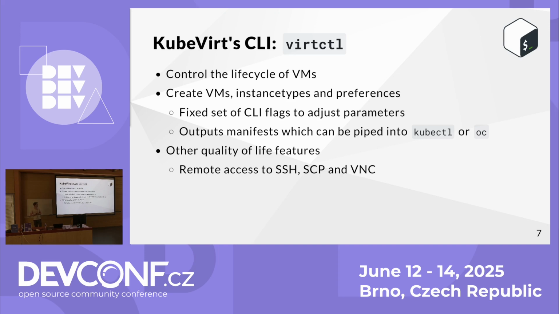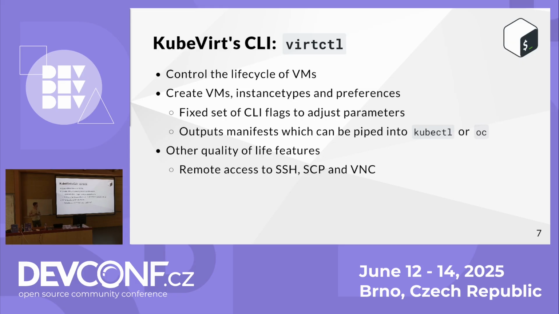So, for example, in case of a virtual machine, you can set its name, you can set its boot volume, or the instance type and the preference the VM should use. And then this tool outputs manifests, and those could be piped into kubectl or OC, so that allows you to directly create objects on a cluster. But you could also choose to save them into a file, then you can customize them further, and then you could deploy them with kubectl, or you could choose to use another approach. So, for example, GitOps approach, you could check those manifests into your Git repository, etc.